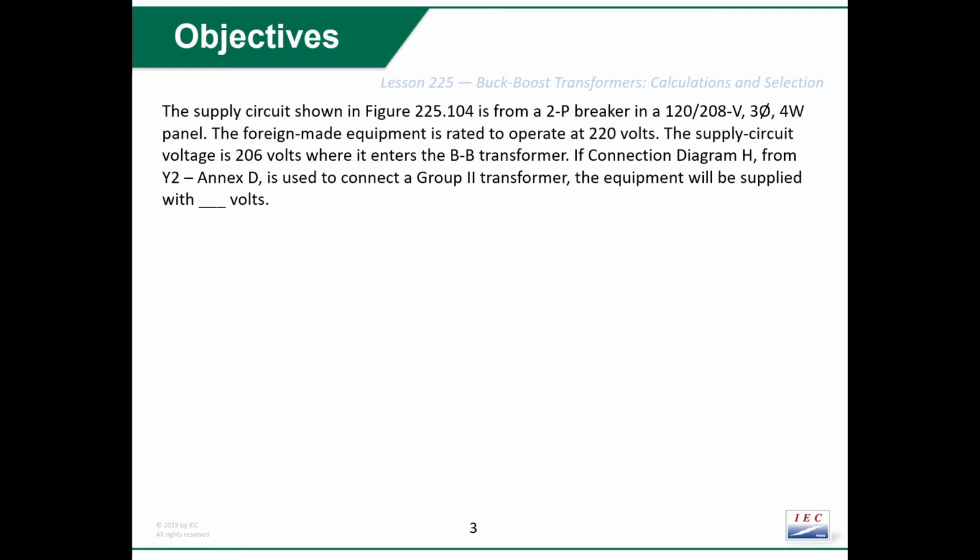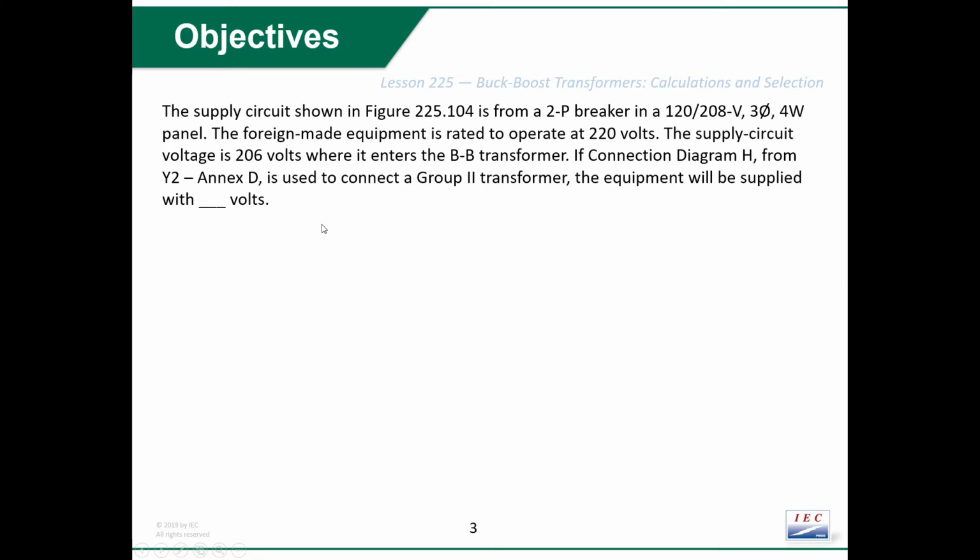So they're going to tell us here basically, we have a 2-pole breaker and a 120/208 volt panel. We have equipment that's rated for 220. The supply circuit voltage is 206 volts. Not 208, but 206. Seems awfully specific, but anyway. Where it enters the buck boost transformer. If connection diagram H from Year 2 Annex D is used in a Group 2 transformer, the equipment will be supplied with X volts. A lot of information.